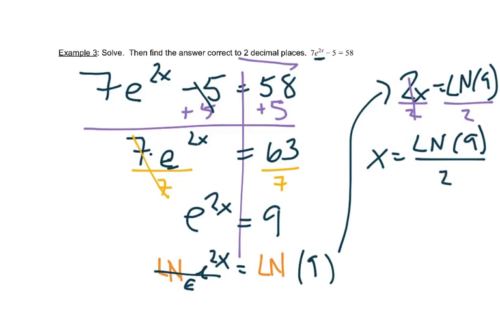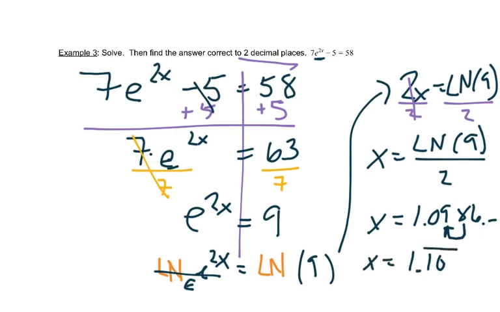Divide by 2. So when you type it in, you have to do ln of 9, close the parentheses, divide by 2, and you should get, it says 2 decimal places, 1.0986, and it keeps going. This would be our second decimal place, but this 8 makes this 9 become a 10, so we'd have 1.10 for our answer.